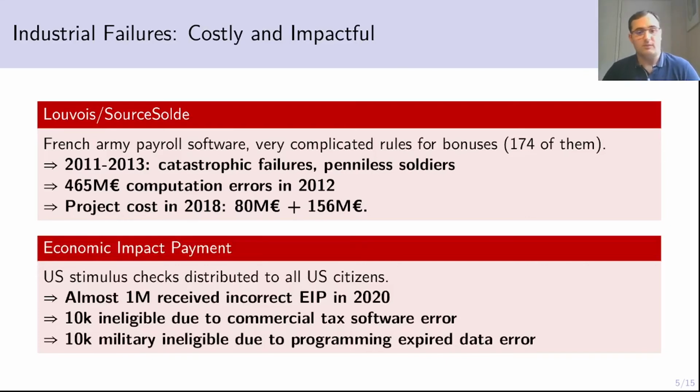Closer to the US, and more recently, the stimulus check distributed by the US government, which may seem like an easy task since everybody should get one. Actually, there are subtle criteria to distinguish who is eligible or not for the check, and several tens of thousands of cases have been incorrectly declared as ineligible because of various commercial tax software errors or subtle errors in considering, for instance, the status of military spouses.